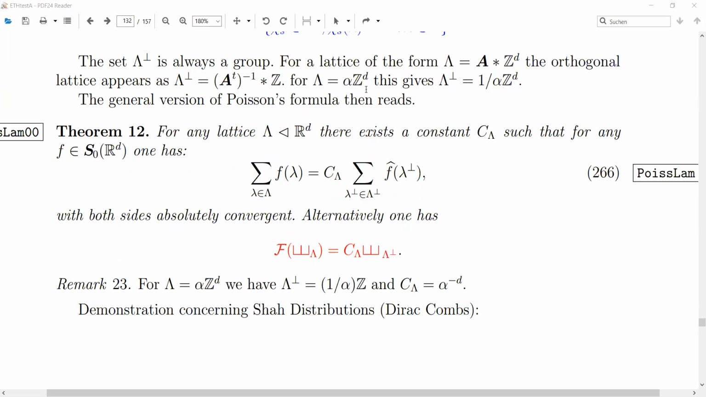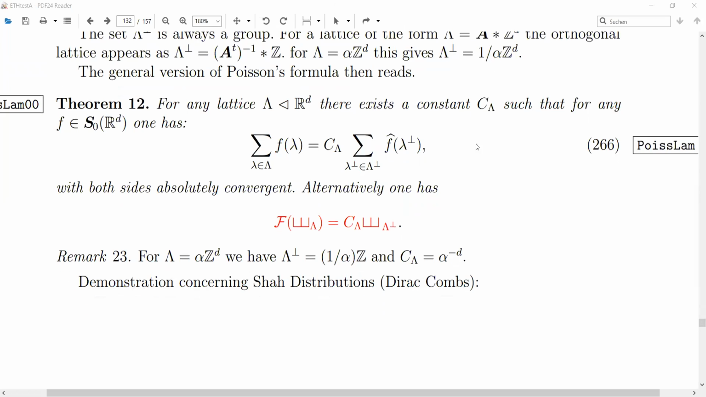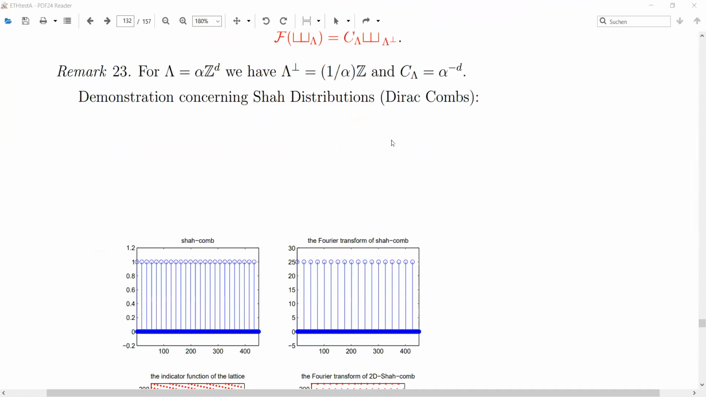So you see the density is reciprocal of these lattices. Of course, the more points your lattice has, the more conditions are valid for the orthogonal lattice, and therefore it has to be more thin, and vice versa. So this is a very, very useful thing.